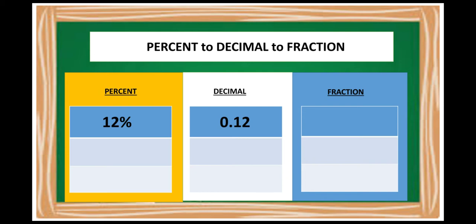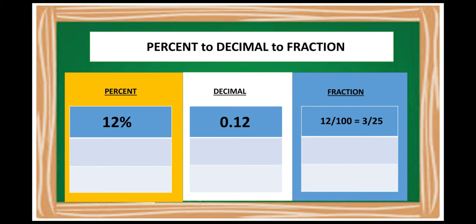How about converting percent to fractions? Percent means per century, and century means 100 years. Meaning, percent means per 100 or over 100. 12% means 12 over 100, and this could be reduced to 3 over 25 by dividing the upper and the lower part by 4. So this is the fractional form of 12%.